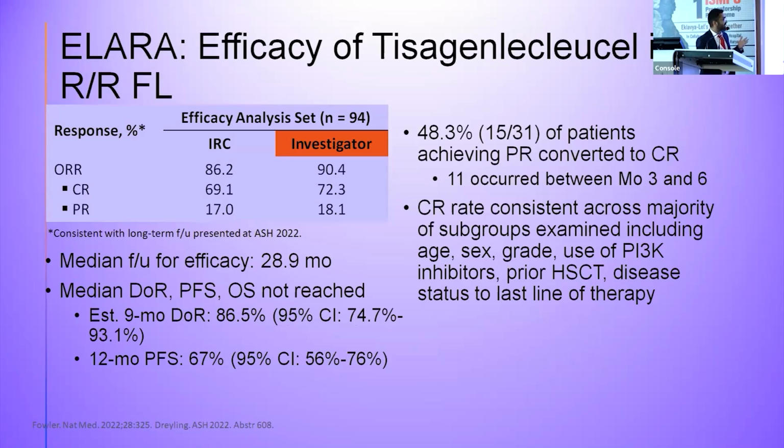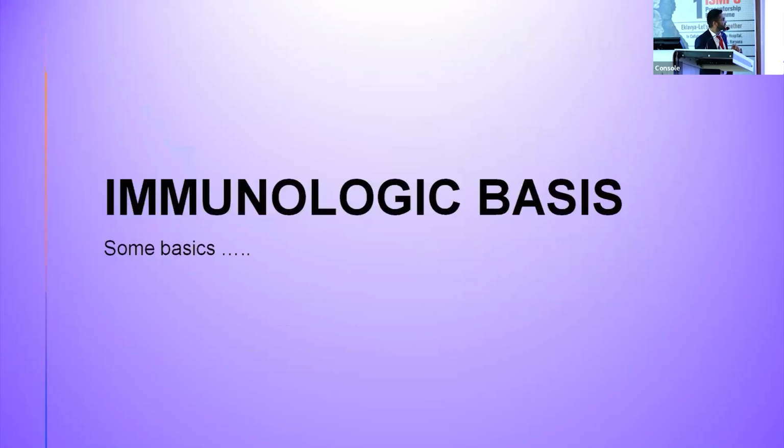Elara, again, tisagenlecleucel in follicular lymphoma, 86% ORR. And again, the PFS is more than 3 years. It is more than any of the therapies which are used for refractory follicular lymphoma. Probably mosunetuzumab comes closer to that. It's about 2.5 years.